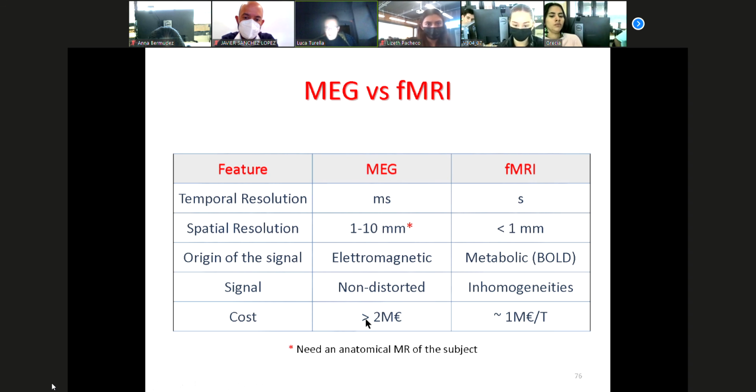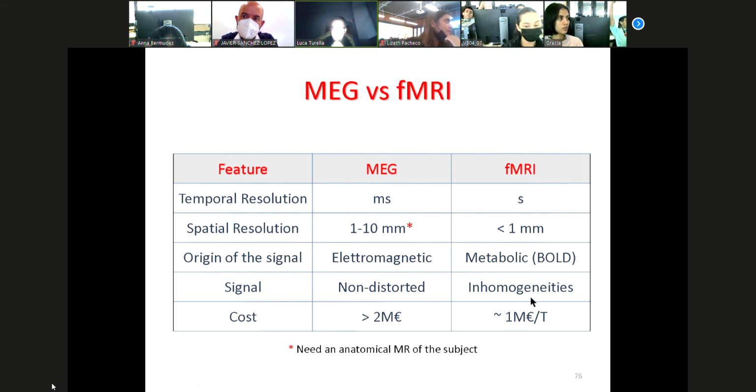With respect to cost, as I said before, MEG costs 2-3 million, whereas fMRI costs around 1 million per Tesla. So a 3 Tesla machine, as the one that we have here. We bought a new one, top of class, a Siemens machine, 3 years ago for more or less 3 million euro.